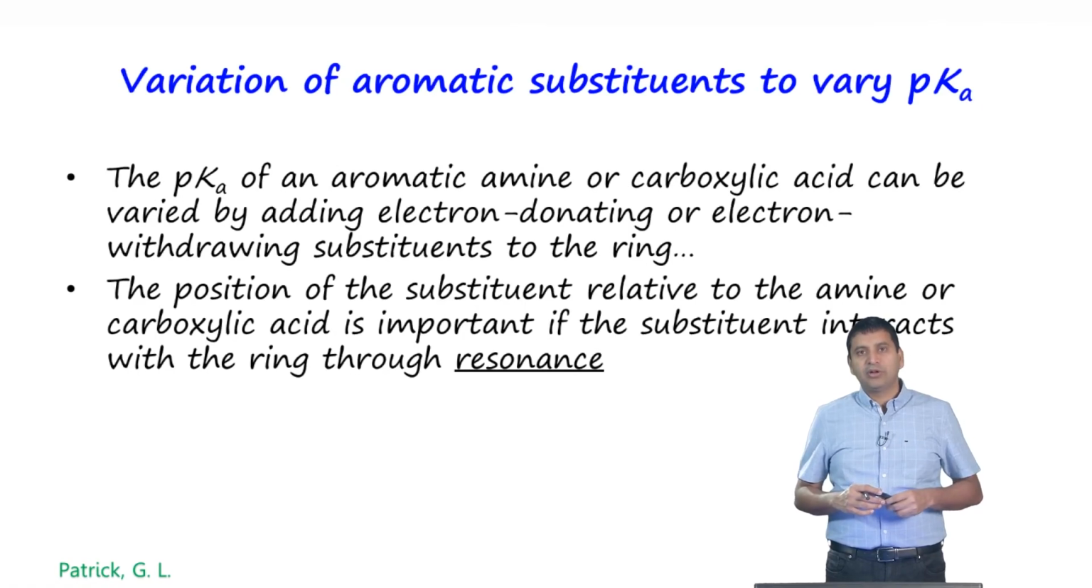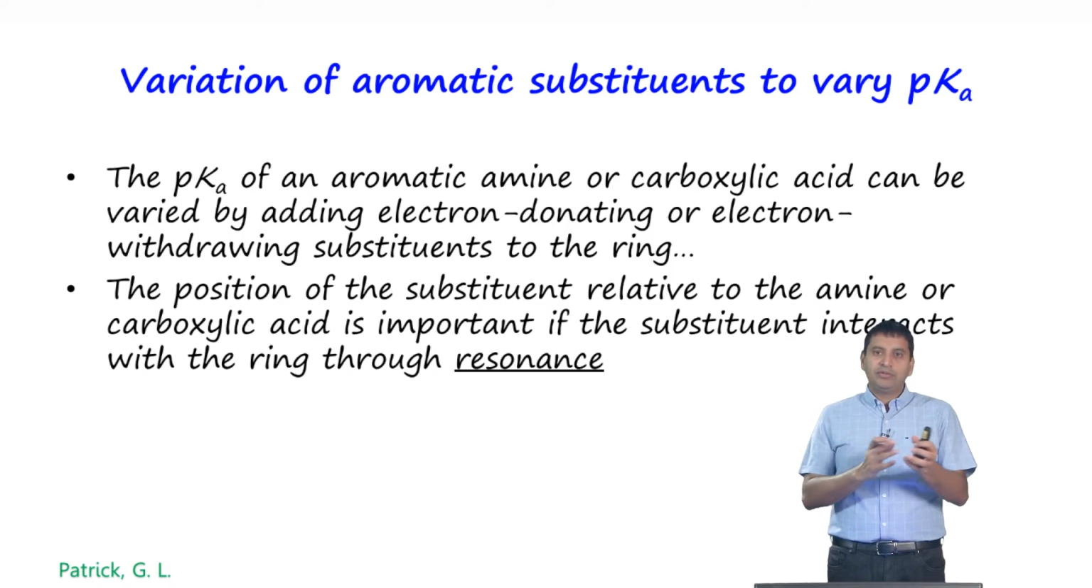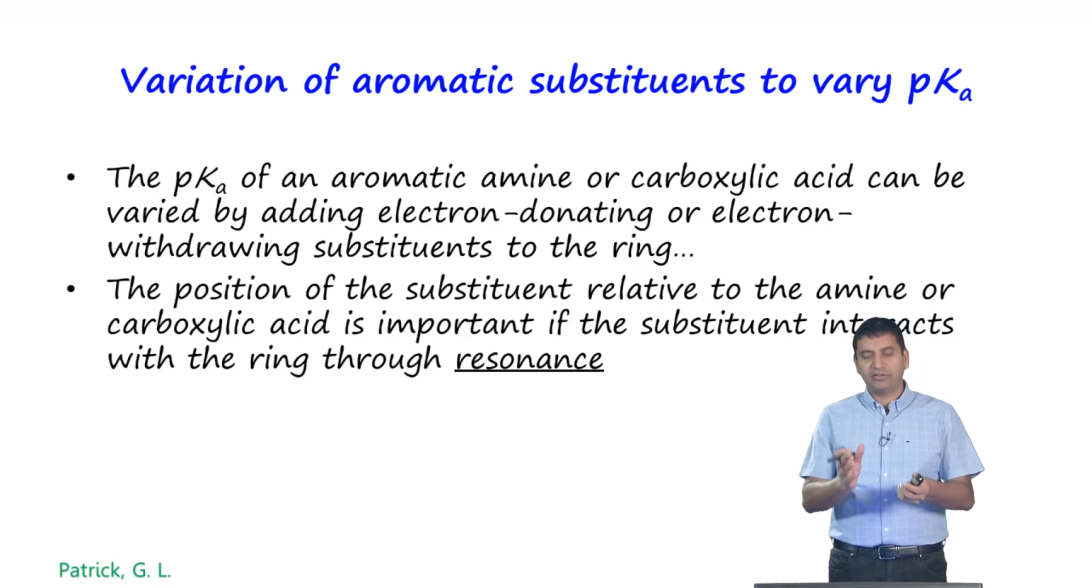Aromatic substituents can also be varied to change pKa. The pKa of an aromatic amine or a carboxylic acid can be varied by adding electron donating or electron withdrawing substituents. The position of the substituent relative to the amine or carboxylic acid is very important in determining if the substituent interacts with the ring through resonance.